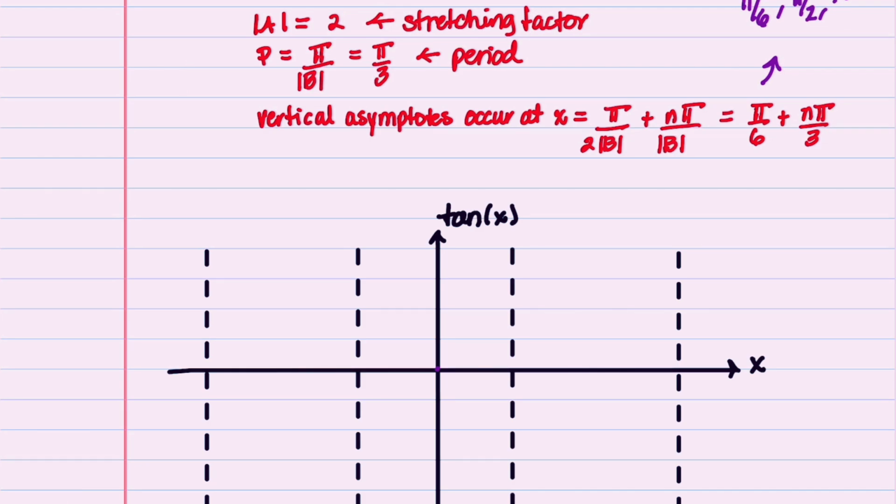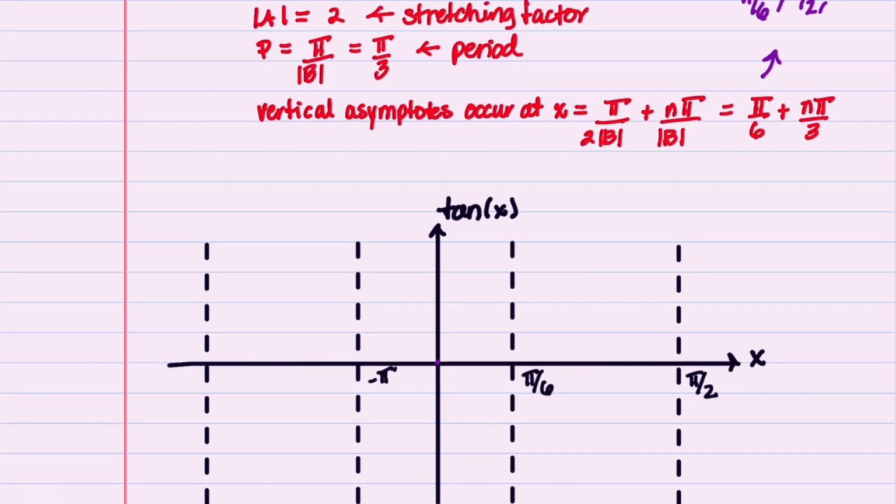Let's now write our asymptotes on our graph. Our first asymptote is pi over 6, and then our next one occurs at pi over 2. The one to the left of the origin occurs at minus pi over 6, and then the one to the left of that occurs at minus pi over 2. And then the asymptotes extend infinitely to the left and to the right.